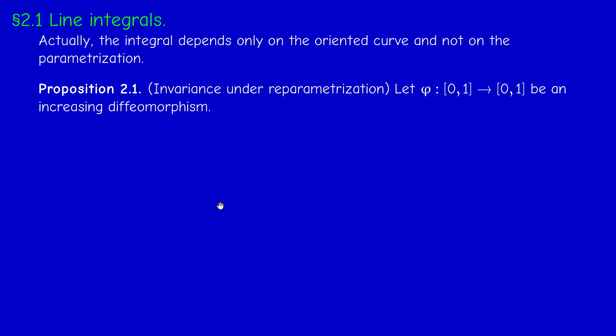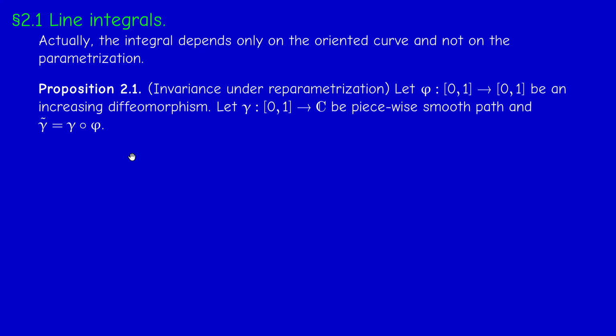Okay. So if we take, for example, an increasing diffeomorphism phi from [0,1] to itself, and if you have a piecewise smooth path gamma from [0,1] to C, and we do this composition as we did before, we call gamma tilde gamma of phi. It's the reparameterization, if you like. So gamma tilde is a reparameterization of gamma.